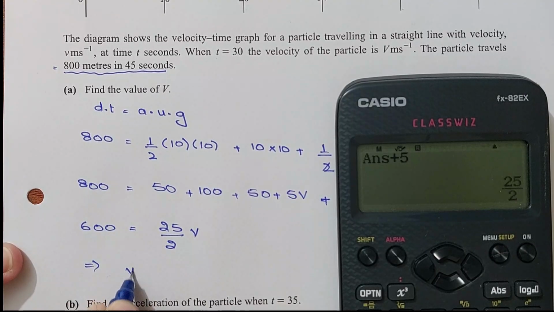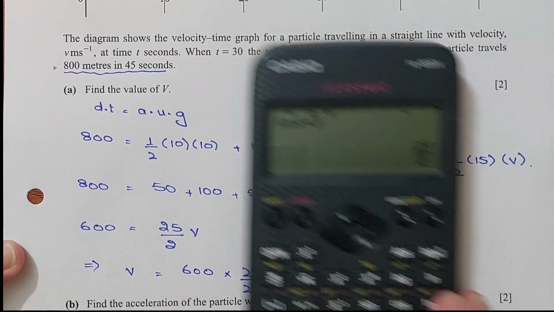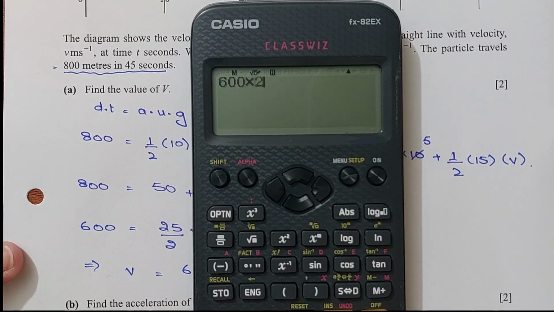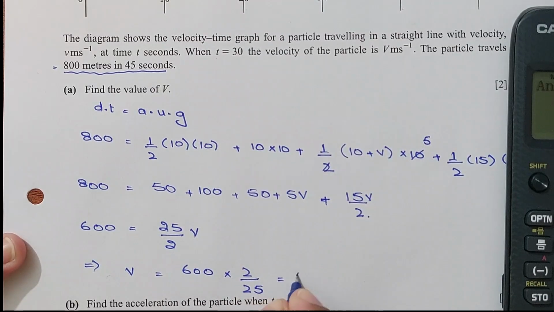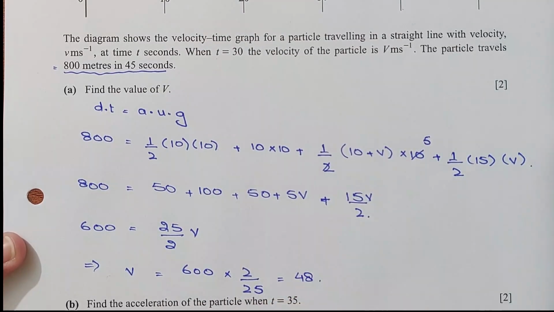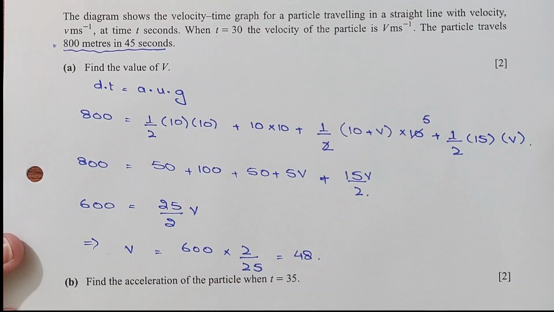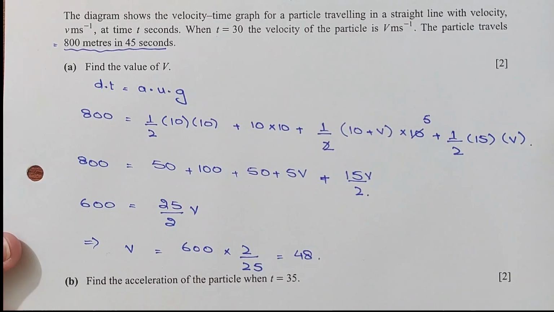So solving for v, we have 600 multiplied by 2 divided by 25, which is 48. So 48 is the value of v, right? Now for part B, find the acceleration of the particle when t equals 35.